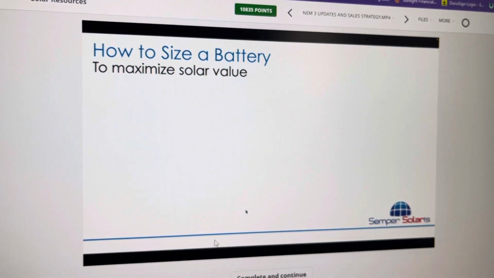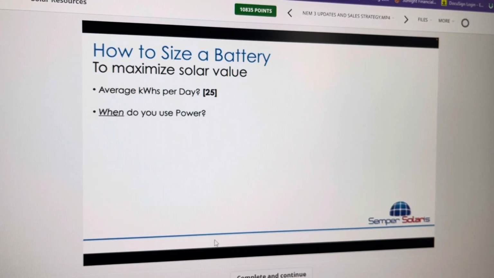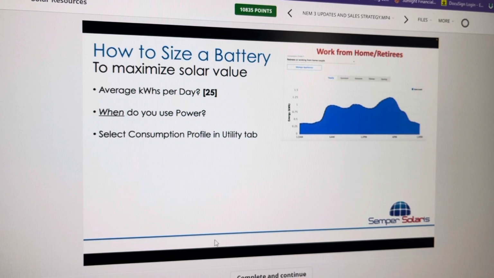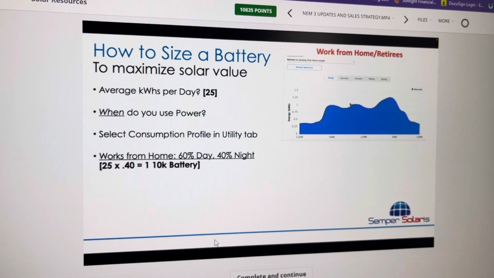Another way to size batteries is to look at their daily usage. So let's say our average customer, 750 kilowatt hours a month, that's 25 a day. Then you ask, when do you use power? What's your consumption profile? And if it's during the day, like a working from home profile, that's going to be about 60% usage in the day, 40% at night and early morning. So you take that 40%, and you multiply it times their 25 kilowatt hours, which is 10 kilowatt hours. So an N-charge battery, 10 kilowatt hours, is ideal.